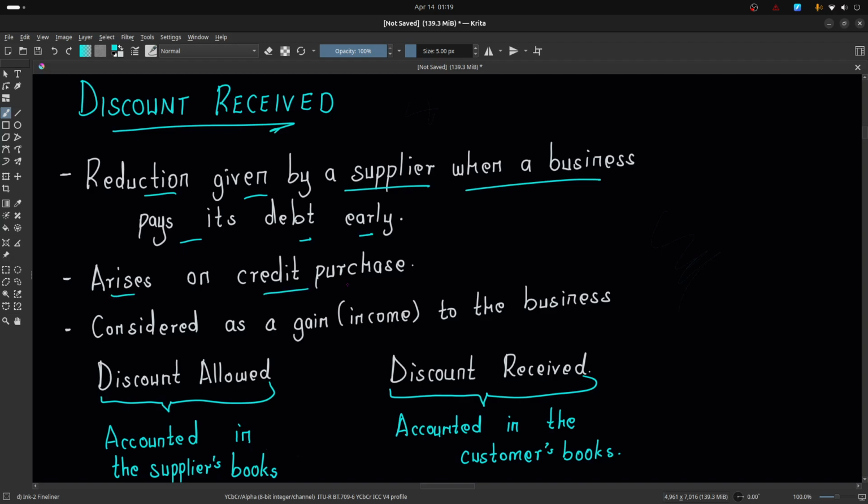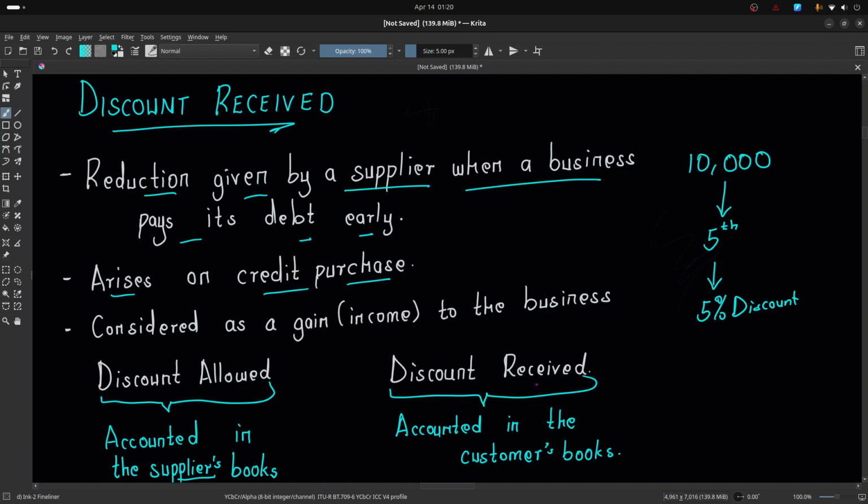For example, if I go to a shop and I find that a phone is being sold at 10,000 and they sell to me on credit and tell me, okay, if you pay for this phone by the 5th of the following month, we are going to give you a 5% discount, okay? So this 5% discount is what is referred to as discount allowed to the supplier, and it is what is also referred to as discount received to the customer.